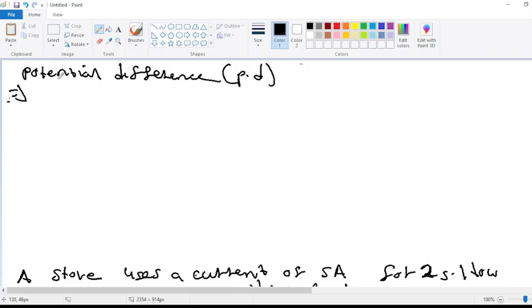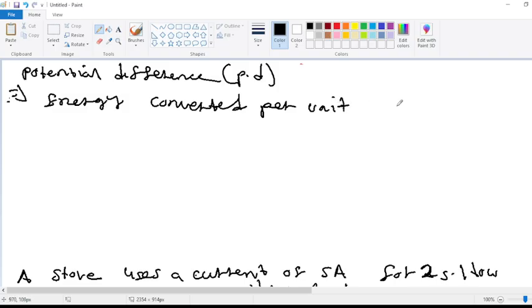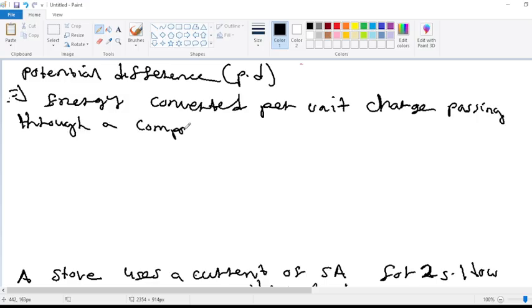The potential difference is defined as the energy converted per unit charge passing through a component. So this is the definition of the potential difference: the energy converted per unit charge passing through a component.